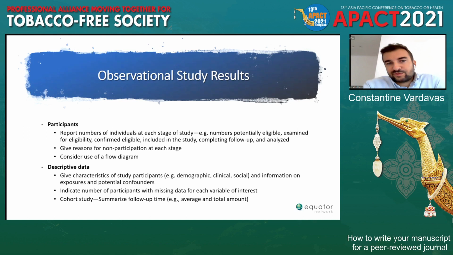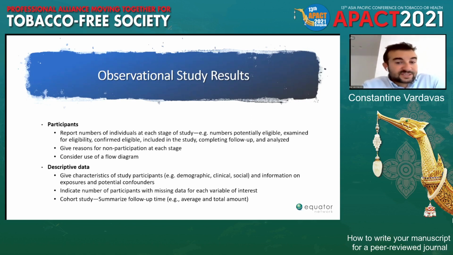The most common approach is to report the number of individuals at each stage of the study: how many were eligible, how many were included, how many were followed up for the cohort study. It's very useful to have a flow diagram of participants, especially if you have something more complex. You can have a flow diagram showing people coming in, people dropping out, things like that.